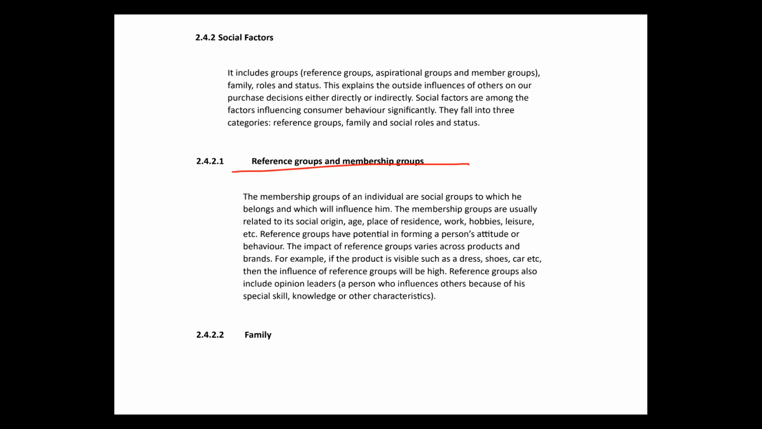Okay, so the reference groups also include opinion leaders. That is to say, a person who influences others because of his special skills, special knowledge, or other characteristics that they have around. So that is how the reference group influences the buying behavior of the people. You have to understand the aspect of the reference groups, because usually people are influenced.